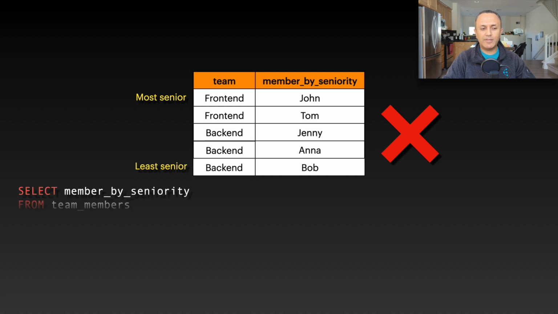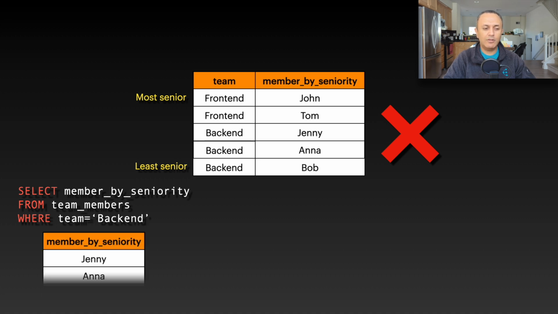Because when I query the data, now I have this expectation in my mind that the row order is conveying some information, like the row order is conveying the seniority of these employees. So I'm querying the data and I have this expectation that the data is going to return in that same order. It may, so I might get Jenny, Anna, and Bob from the back-end team, but I also may get Anna, Bob, and Jenny. So then I will think that Anna is the most senior person, which is not true. So then there's an inconsistency here.